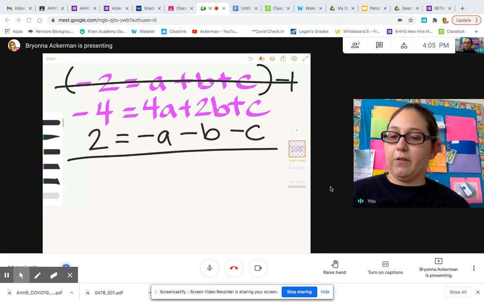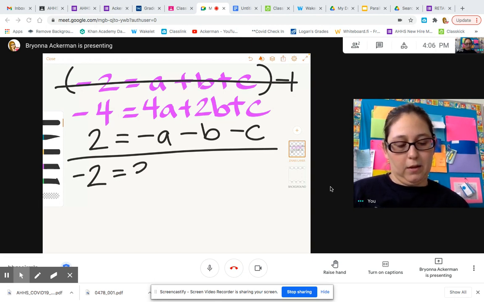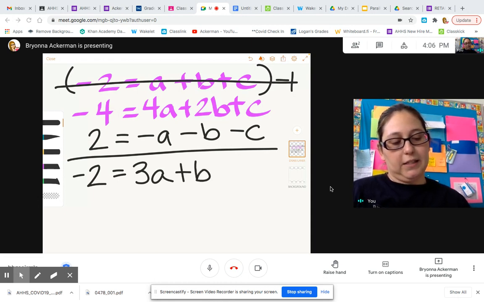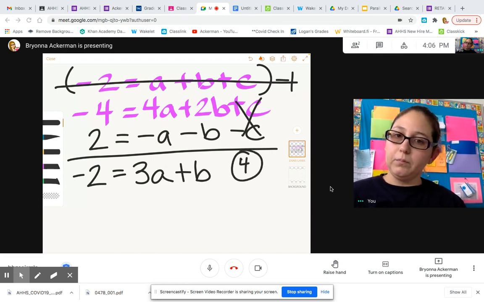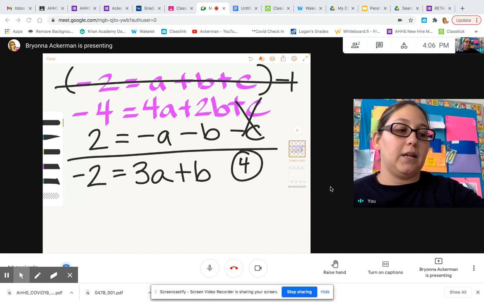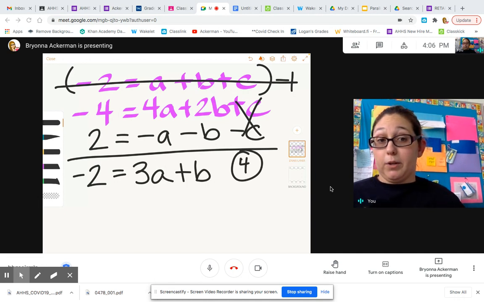I have a negative 4 plus 2, that'll give me a negative 2. I have a 4a minus 1a, that'll be a 3a. I have a 2b minus 1b, that'll be 1b. And then the c's are gone. We're going to call this equation 4. You want to save that because in a minute you will combine it with equation 5.